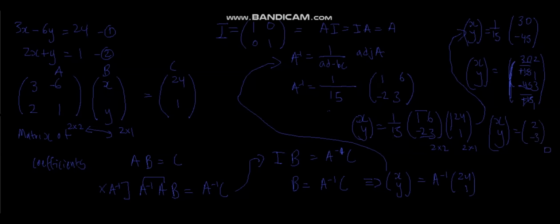Done. We could test this by substituting into our original equation. So when x is 2, we would get 2 by 2, which is 4, plus minus 3 is 4 minus 3, which is 1. So correct.